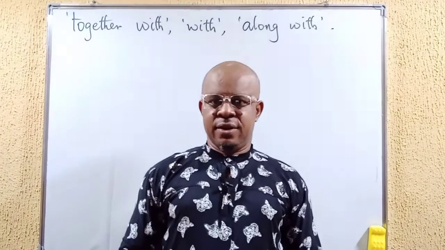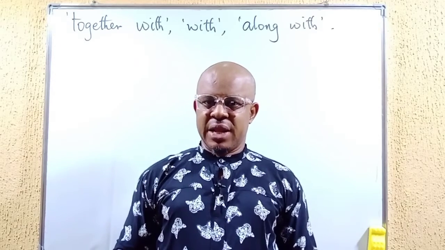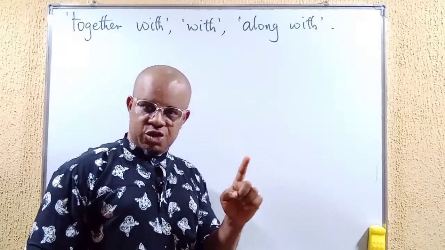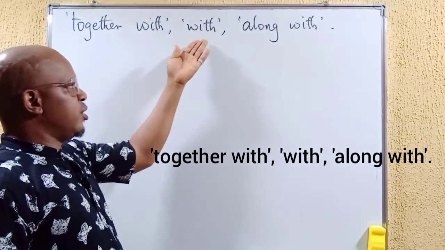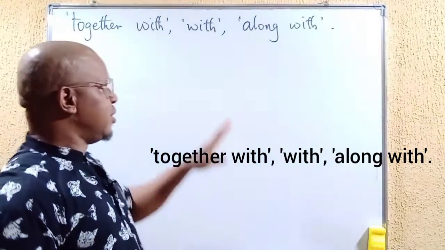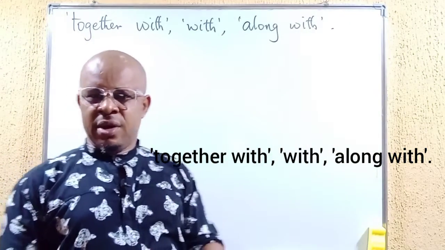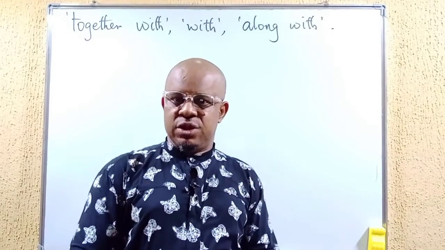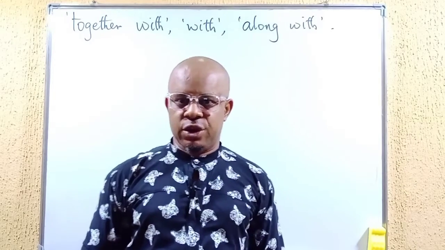Hello, friends. When we mention distributive determinants in English language, I expect you to have in mind that part of the distributive determinants are words like together with, along with, all right? Together with, along with. There are words or group of words that are embodied under the distributive determinants. We have part of them written already on the board.